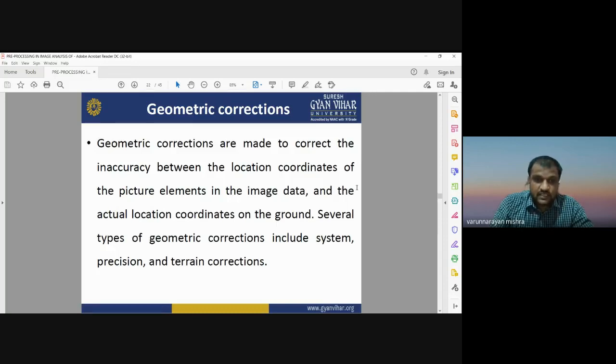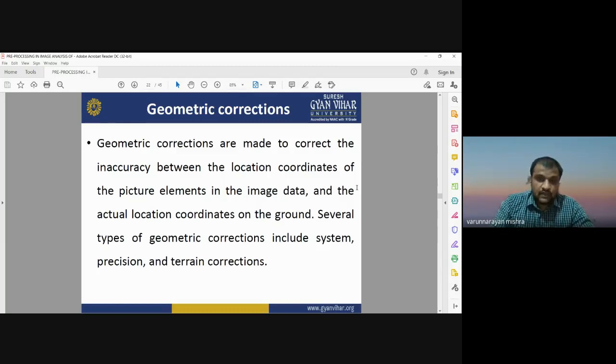So geometric corrections are made to correct the inaccuracies between the location coordinates of the picture elements and the actual location coordinates on the ground. There are different kinds of geometric corrections that include the system correction, precision, and the terrain correction.